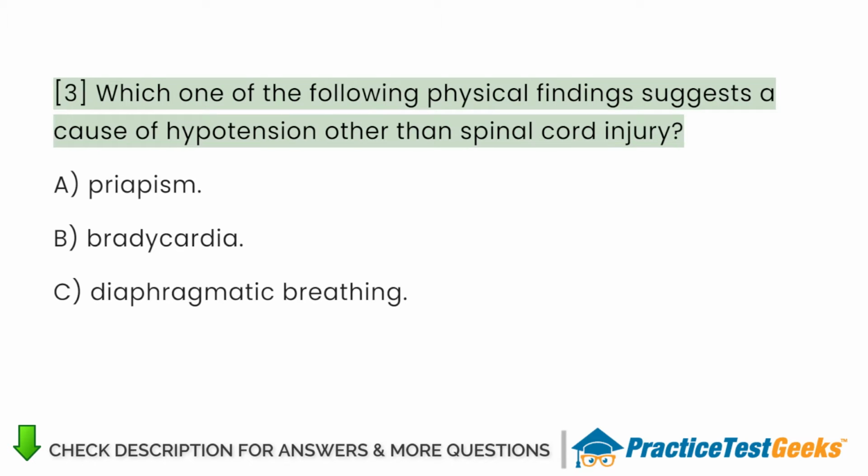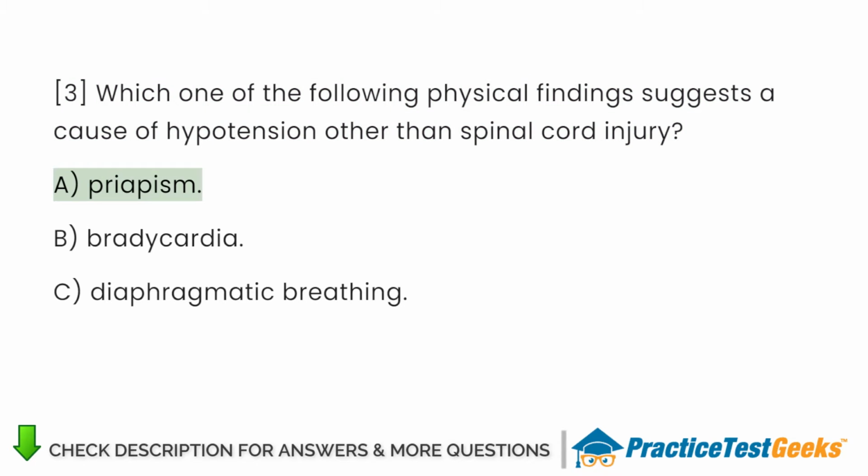Which one of the following physical findings suggests a cause of hypotension other than spinal cord injury? A. Priapism. B. Bradycardia. C. Diaphragmatic breathing.